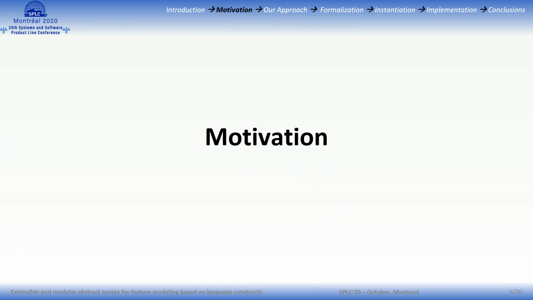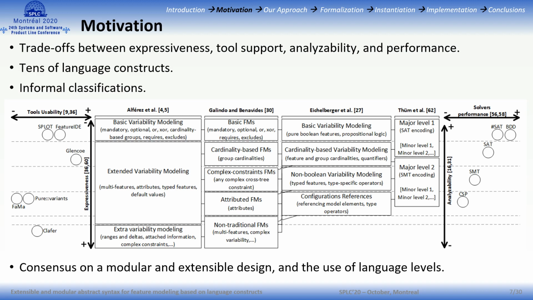Despite all of this work, why is there not a common language at this point? The problem of defining a common language is the existing trade-off between the expressiveness of the language to satisfy requirements in different domains and the effort of building tools to support all language constructs. The same trade-off exists for the analysis capability of the language and the performance of the solvers.